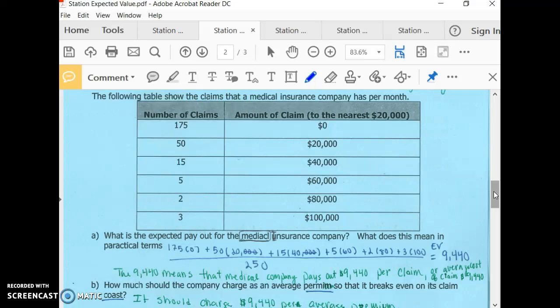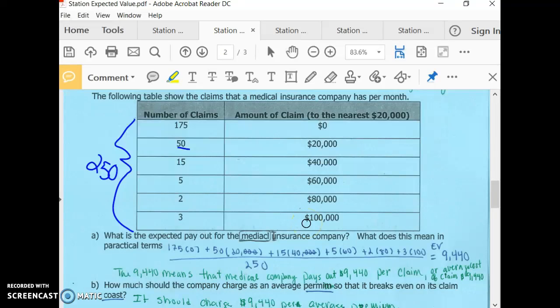So, medical insurance companies, this is what happens. So the number of claims, guys, you've got to add that up. That is out of 250. So 175 claims, they pay out 0. 50 claims, they pay out 20,000. 15 claims, 40,000. 5 claims, 60,000.